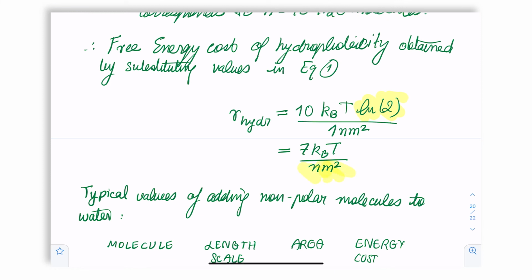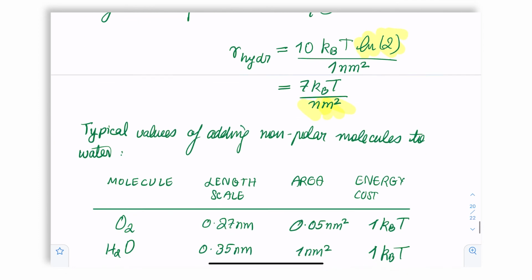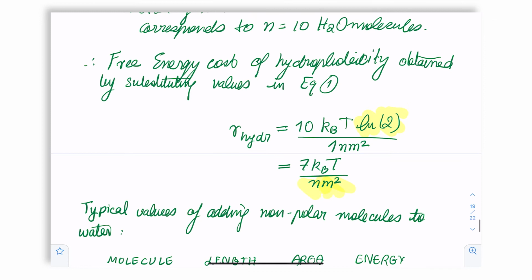Depending on the size of the molecule, however, this is what it indicates, right? Per nanometer square. Depending on how many nanometers square the area of interaction of a molecule is, you will have higher or lower values than 7 kBT. This is a separate topic which I want to spend a little bit of time on: what is the meaning of kBT?